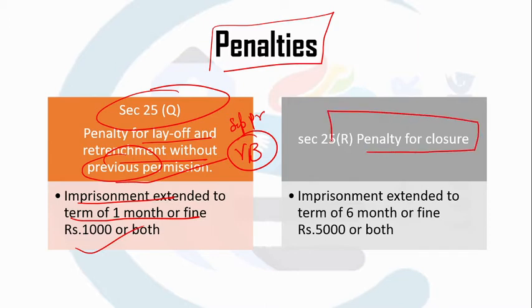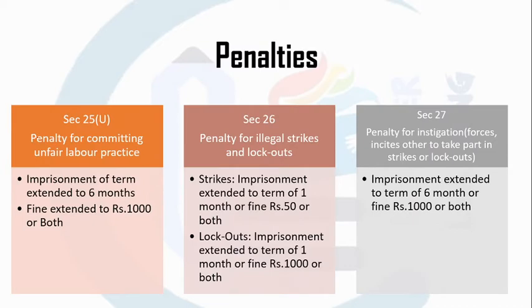Penalty for closure, if you are closing without giving the notice, either 60 days or 90 days, under chapter 5A or chapter 5B, imprisonment extended to 6 months, 5,000 rupees or both. Penalty for committing unfair labor practice, imprisonment extended to 6 months, fine of 1,000.